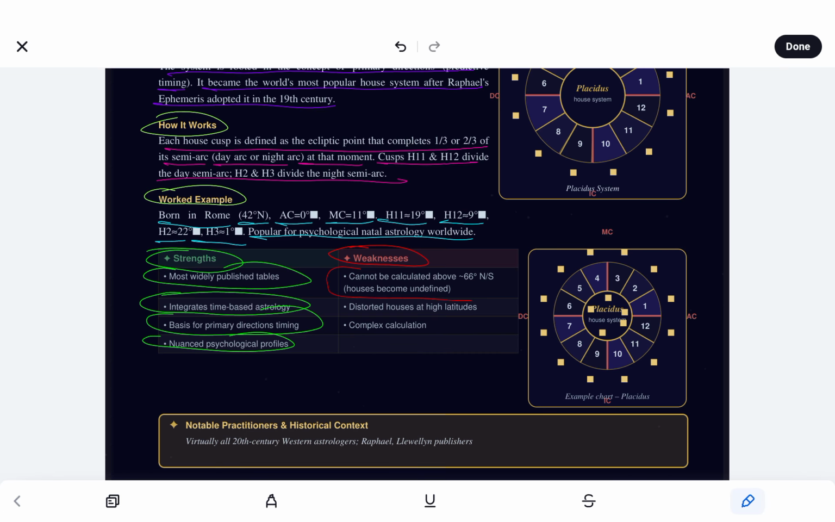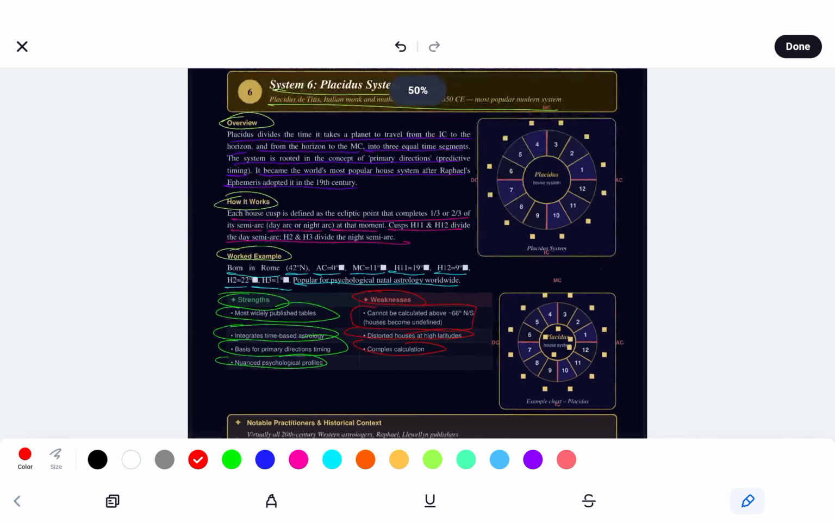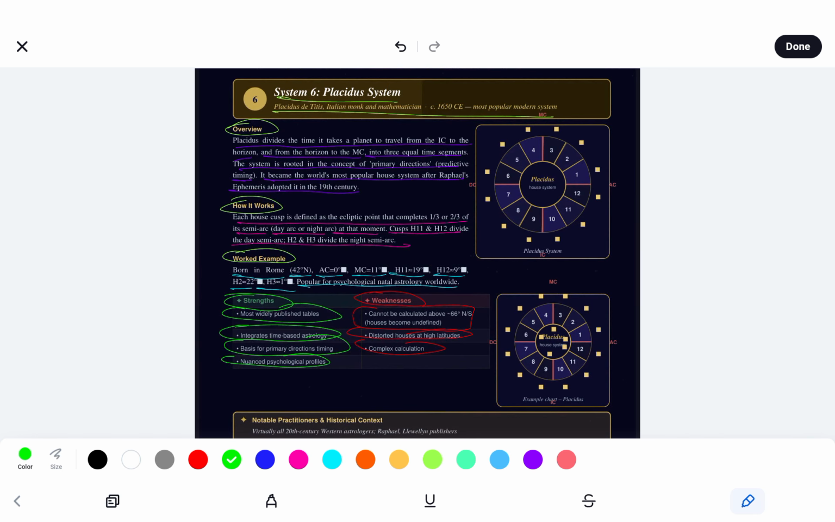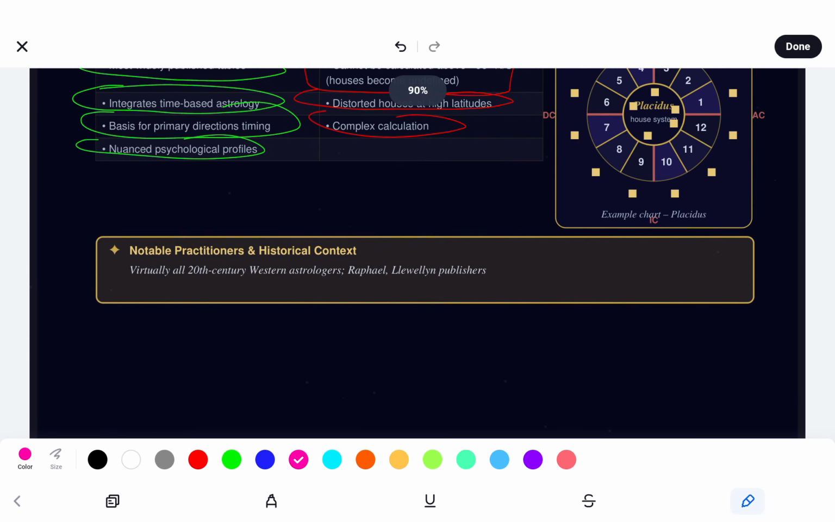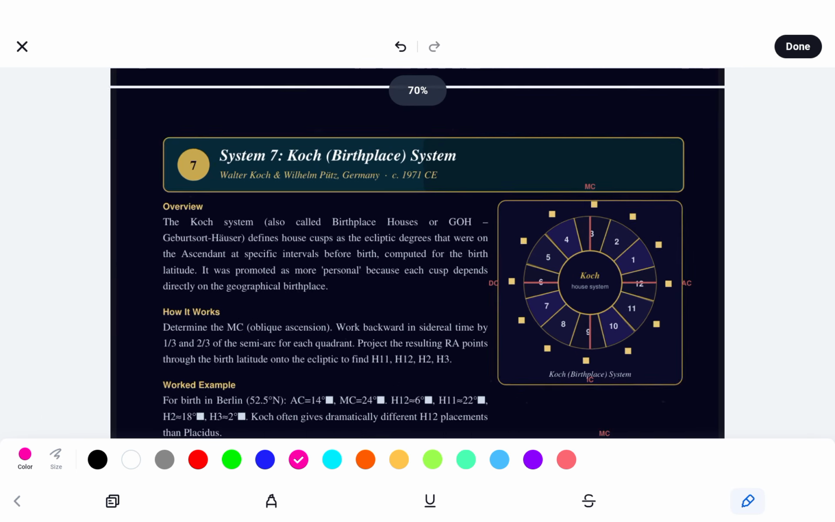However, it cannot be calculated above 66 degrees north or south. Houses become undefined, distorted at high latitudes, and the calculation is complex. Primarily used by virtually all 20th century Western astrologers, Raphael, William publishers. Hopefully I'm pronouncing that right.